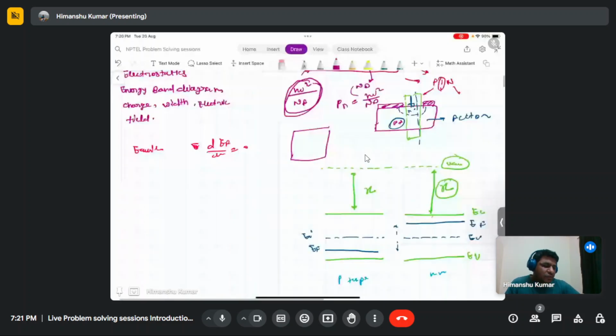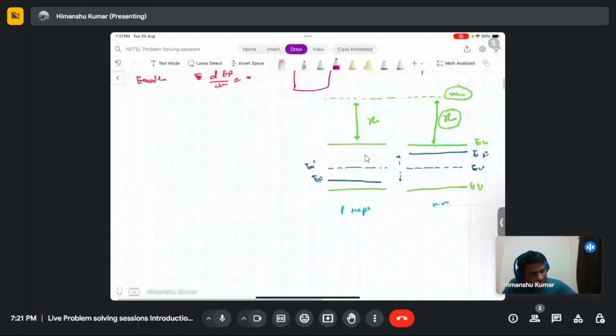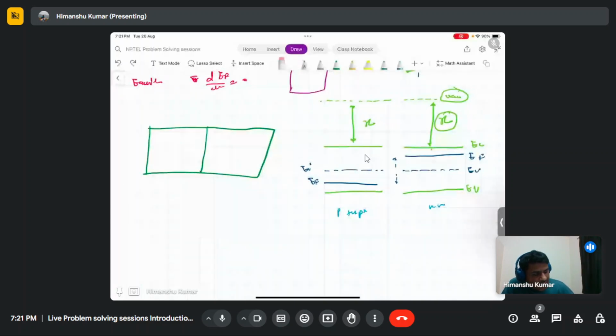So now let me draw it here. The electrons will move to this side and the holes will move to this side. Because the electron moves, and this electron was donated by some donor, that donor has a positive charge.